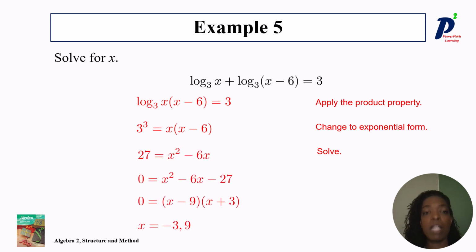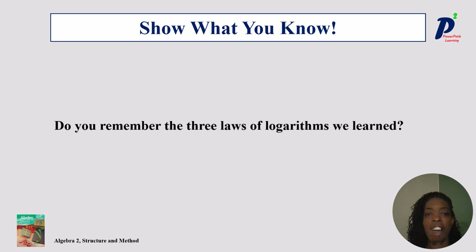This is a simple quadratic. We use our zero product property, and we get x equals negative 3 and x equals 9. Now, I know that if I put negative 3 in, log base 3 of x is undefined because that argument cannot be negative. So negative 3 goes, everything else checks out, and we're good.